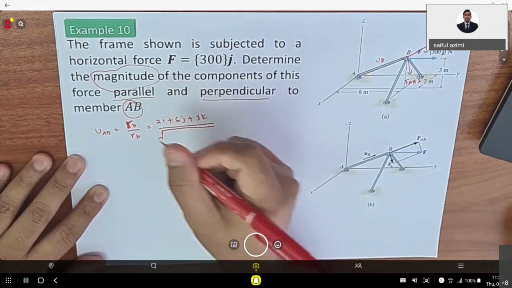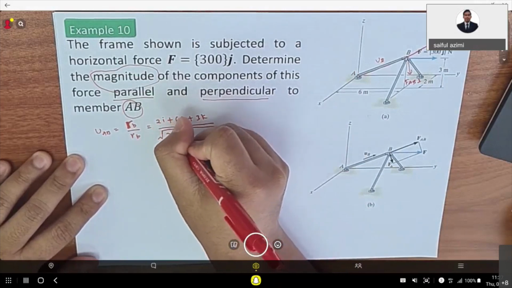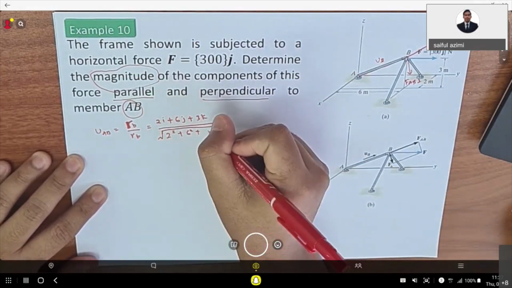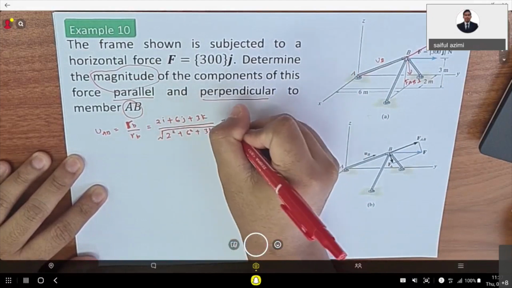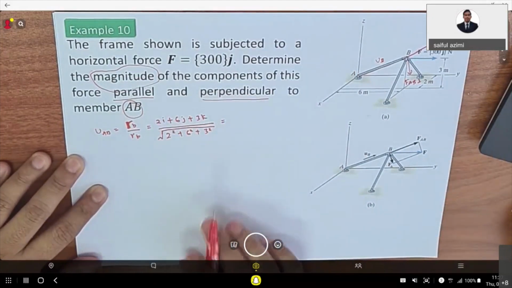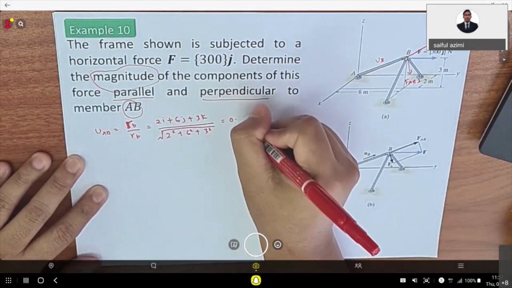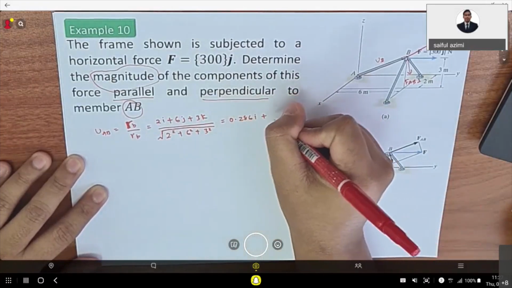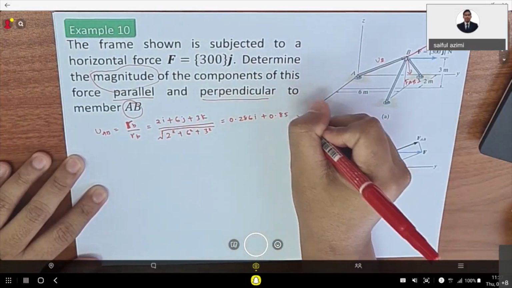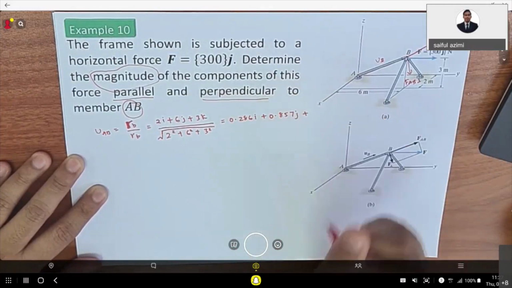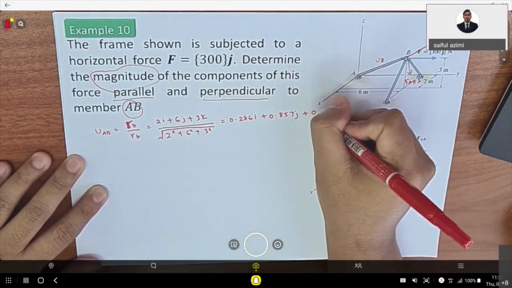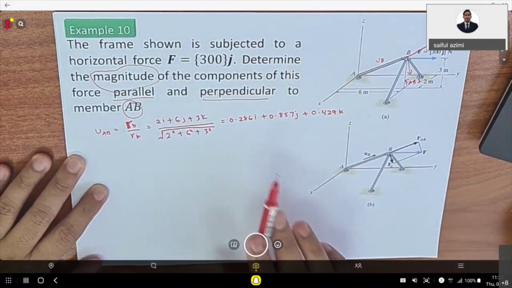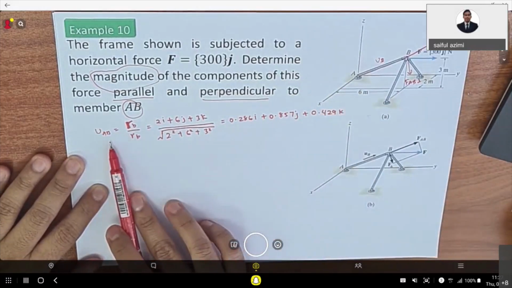2 squared plus 6 squared plus 3 squared. So you will get the answer of 0.286i plus 0.857j plus 0.429k. So first you need to find the unit vector.